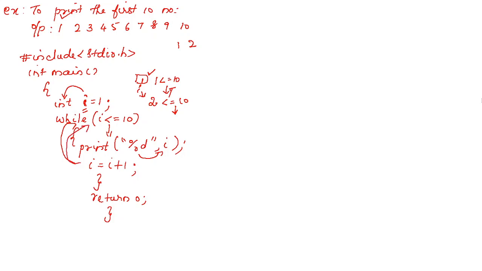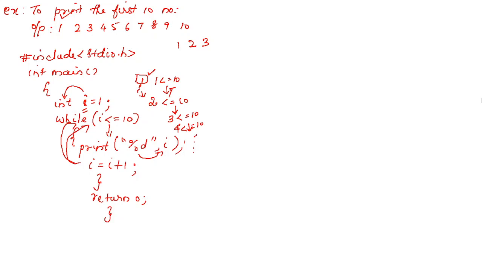Again it will check the condition. Whether 3 is less than or equal to 10. Yes, the condition is true. Again it will execute, so print i, and 3 will be printed. Now what is next? The value of i will be incremented. 3 plus 1, now i will become 4. Again the condition will be checked whether 4 is less than or equal to 10. Yes, it is true. It will enter the loop and the statement will be executed again.